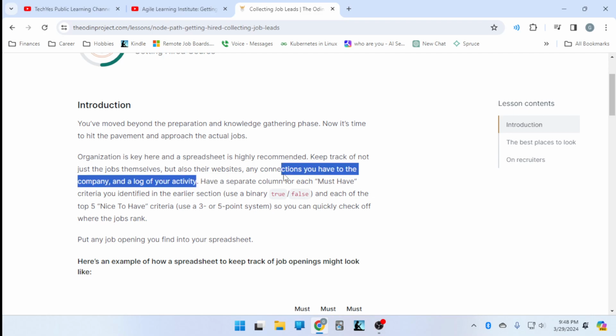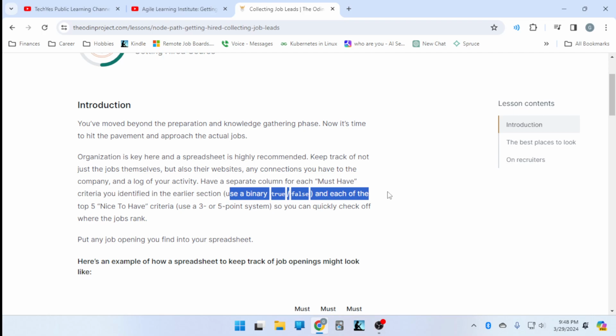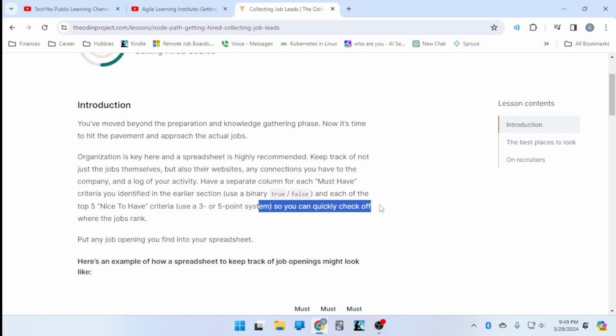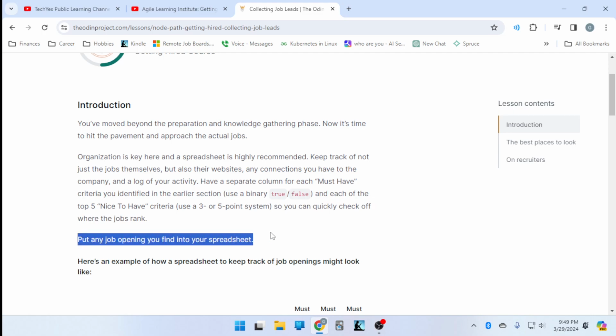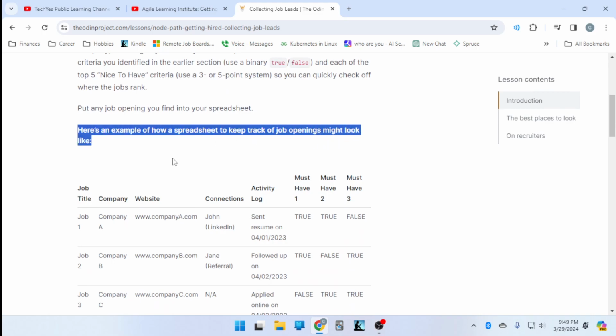Have a separate column for each must-have criteria you identified in the earlier section. Use a binary true/false for each of the top 5 nice to have criteria. Use a 3 or 5 point system so you can quickly check off where the jobs rank. Put any job opening you find in your spreadsheet. Here's an example of how a spreadsheet to keep track of job openings might look.